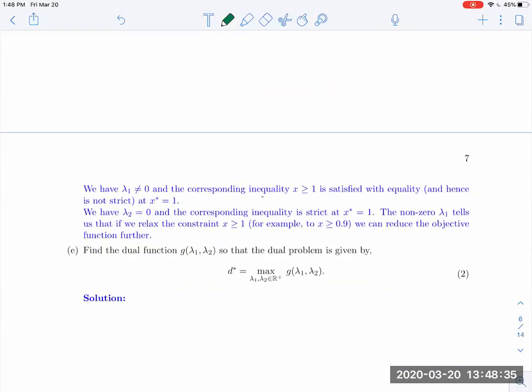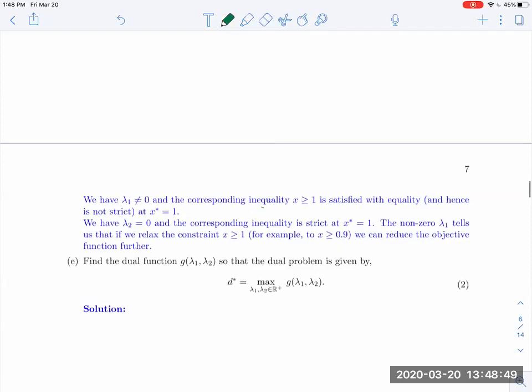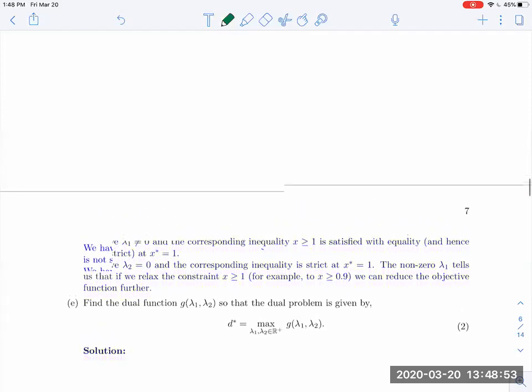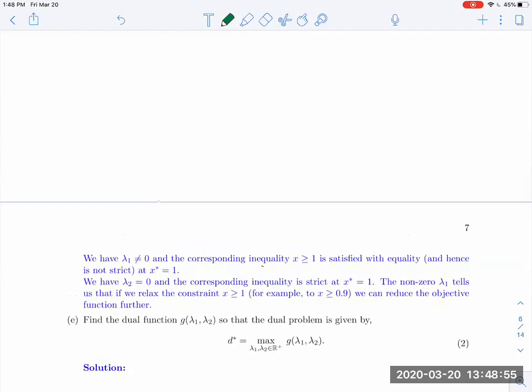Lambda 1 star is 0, the corresponding inequality is satisfied with equality, and hence is not strict at x star is 1. Via lambda 2 star is 0, and the corresponding inequality is strict at x star is 1. A non-zero lambda tells us, okay, if you have a non-zero lambda, you can link your value of lambda to the price of violating a constraint, or I should say reward.